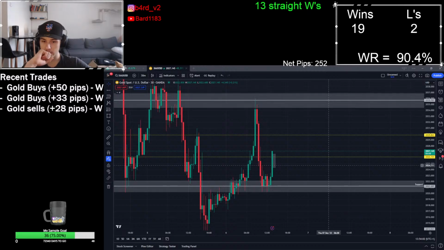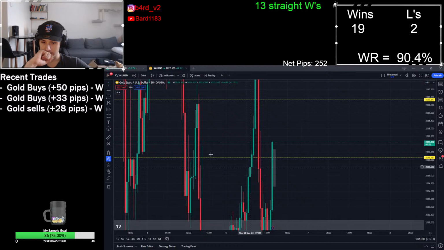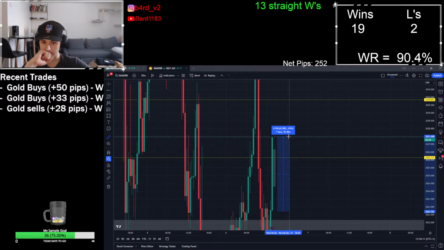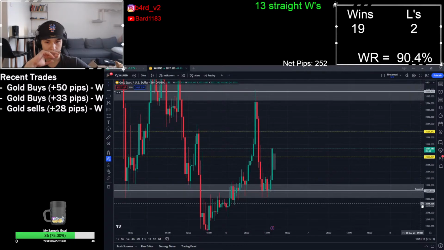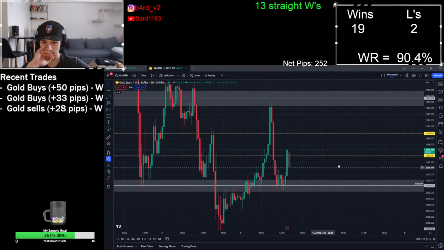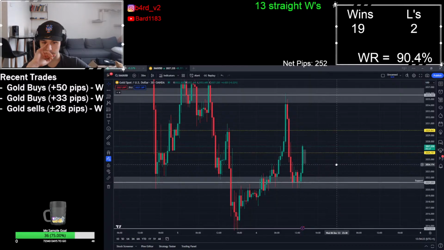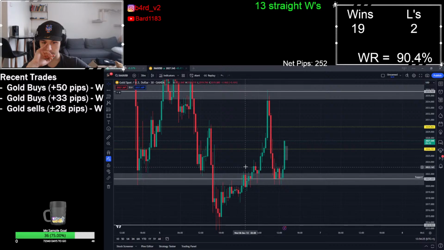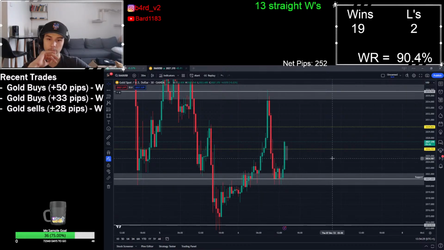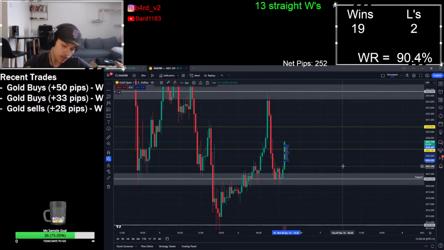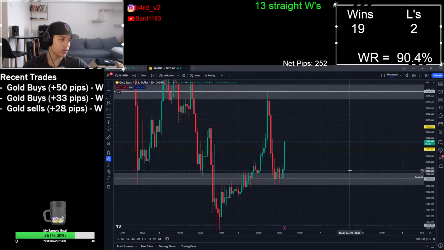Ooh, don't fill the range though. Don't fill the whole range though. Damn, guys, looks like we're about to fill the range. Yeah, guys, looks like we're about to overshoot here. Which is what we don't want. We didn't want to overshoot.